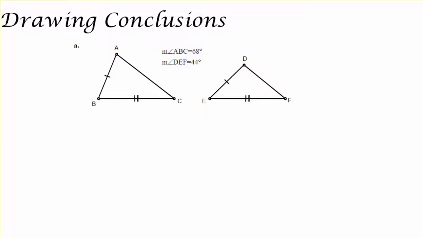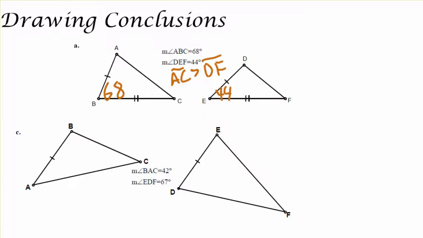So let's take a look at a case with two triangles that have a pair of congruent sides. So angle ABC over here is 68, and angle DEF, also between the two congruent sides, is 44. So what conclusion can I draw? I can establish that AC is going to be larger than DF of the second one, simply because that angle nestled between those two congruent sides is larger than its pair. Let's take a look at another problem.